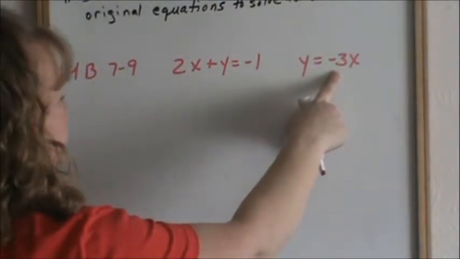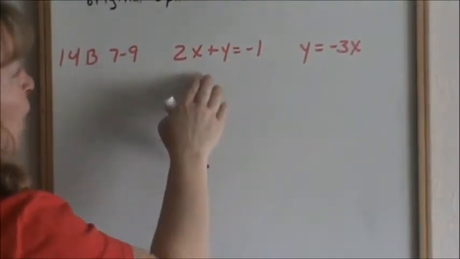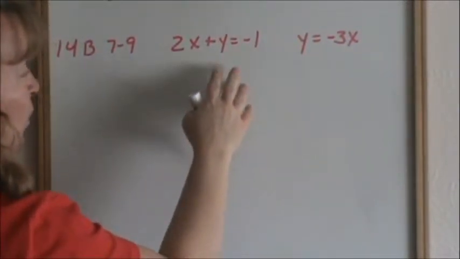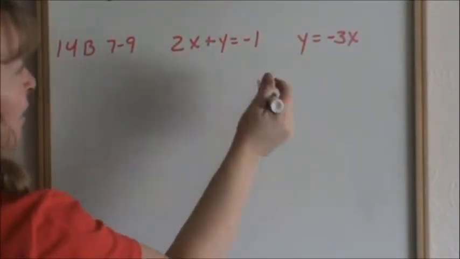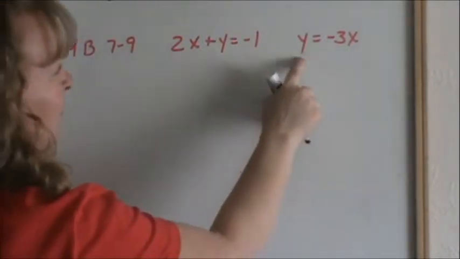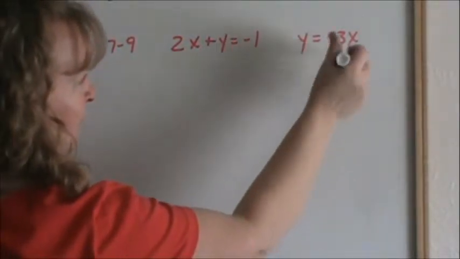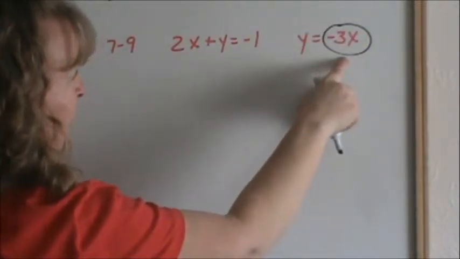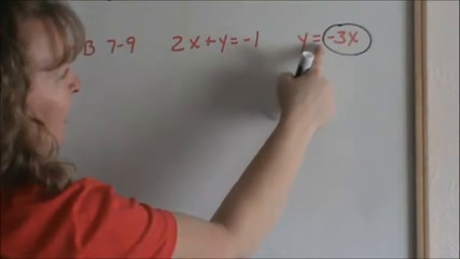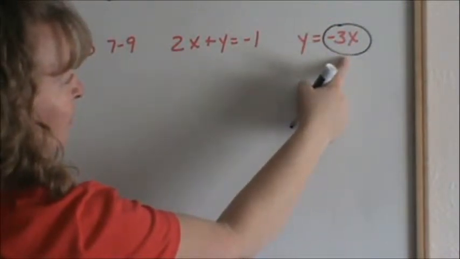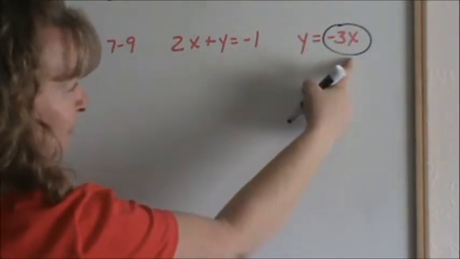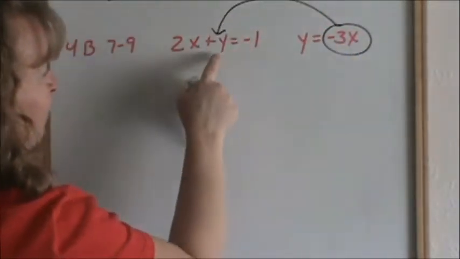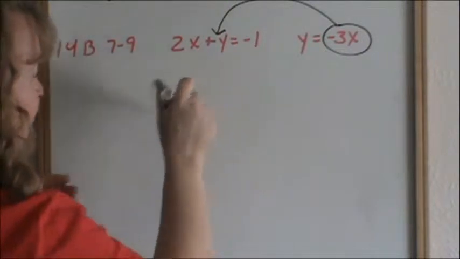The first step is to get one of your equations into y equals something or x equals something. You can see that we already have this in the form of y equals something. So you take your something and you substitute. We're saying y is -3x. So you take that something and put it back in for y right here.